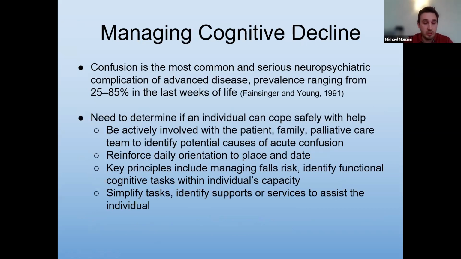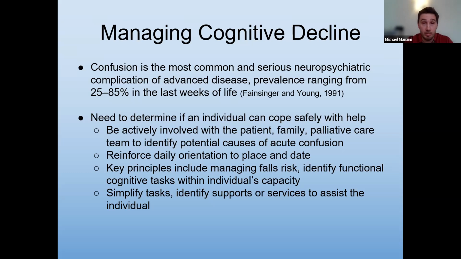So confusion is the most common and serious neuropsychiatric complication of advanced disease, prevailing in ranges of 25 to 85%, especially in the last weeks of life. Causes can be from brain mets, medication toxicity, UTI or infection, and really they translate to the distress of caregivers and the patients themselves who can be disoriented. We need to really determine in these cases, can the individual cope safely on their own? Where do they need help?